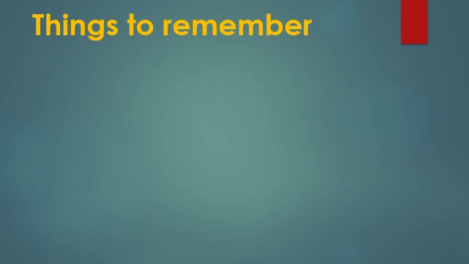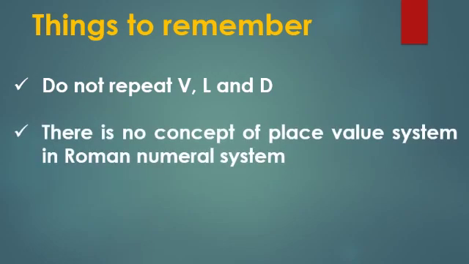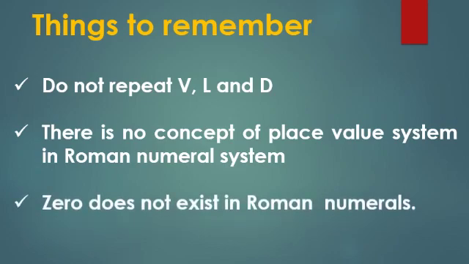Whenever you are writing Roman numerals, you have to keep a few things in mind. The first one is do not repeat V, L and D. There is no concept of a place value system in the Roman numeral system. And the last one is 0 does not exist in Roman numerals.